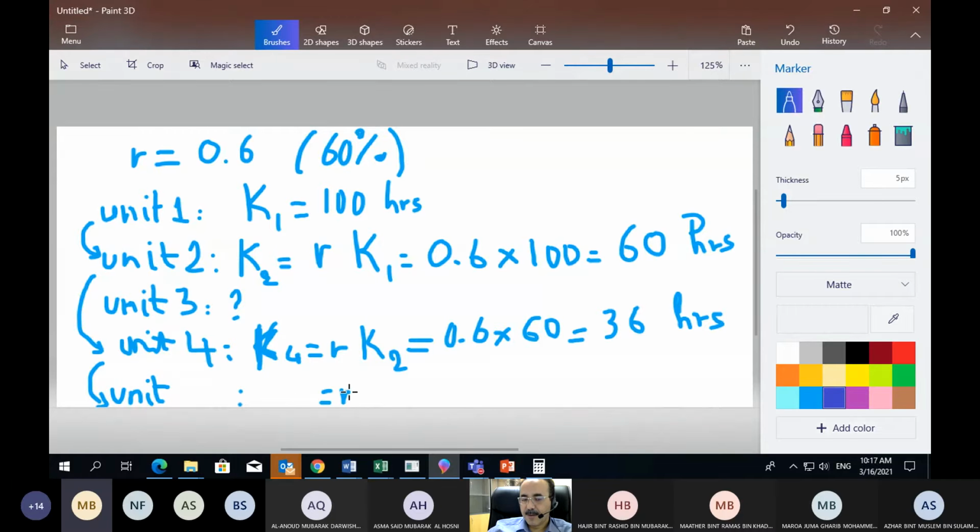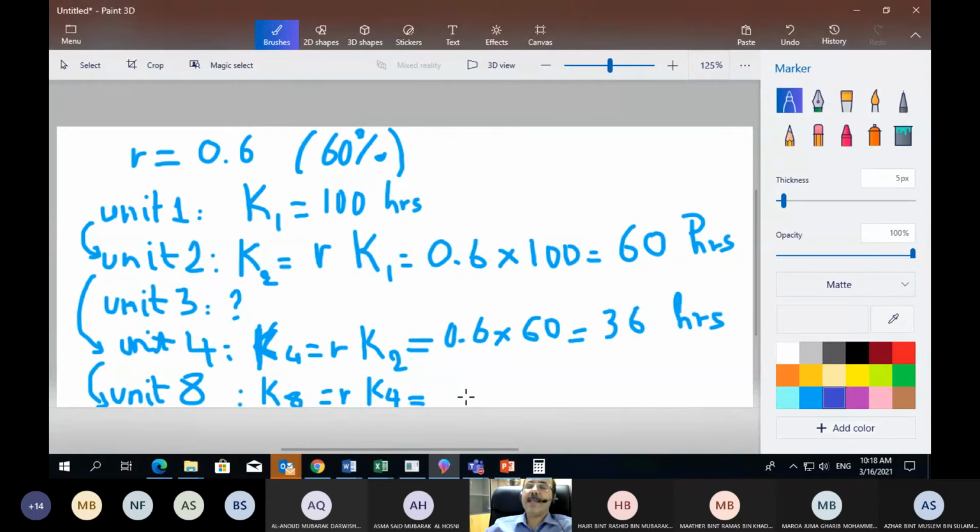Unit 6, times K4. Very good attempt, but think about it. We said it's doubled. When it's doubled, 1, 2, 2 times 2 is 4, then 4 times 2 is 8. 8, correct? Every time that it is doubled. That's how the learning rate is interpreted. So the learning rate is every time that the cumulative is doubled. That's how we use it.